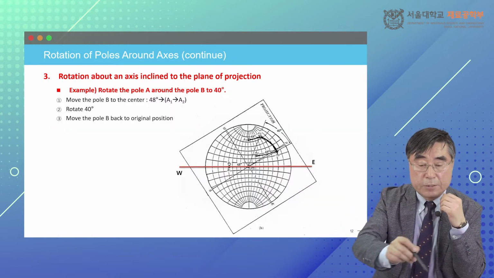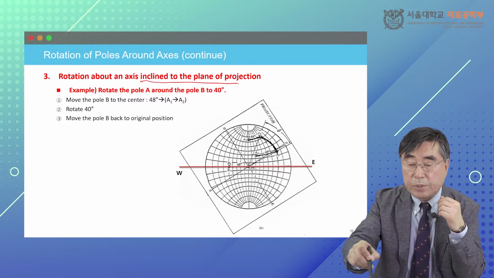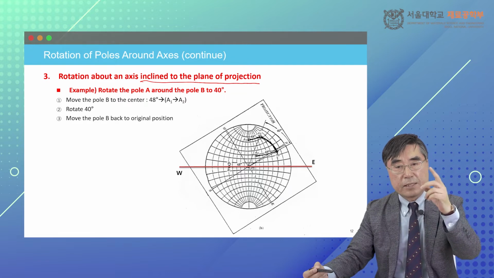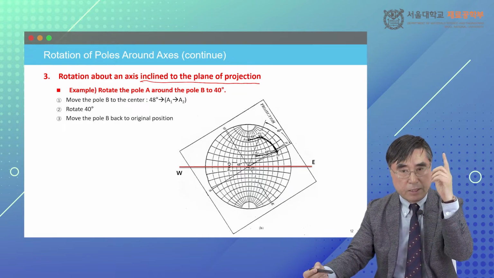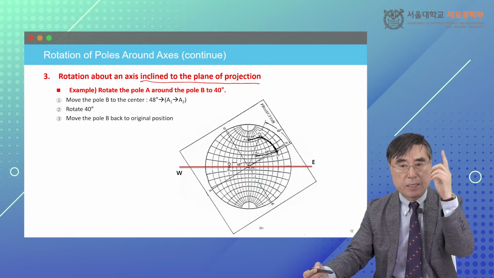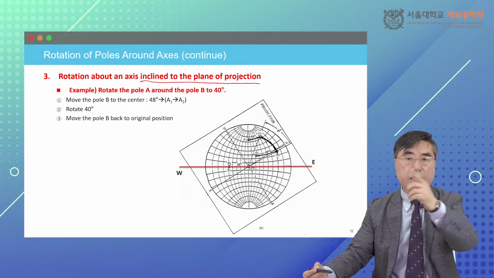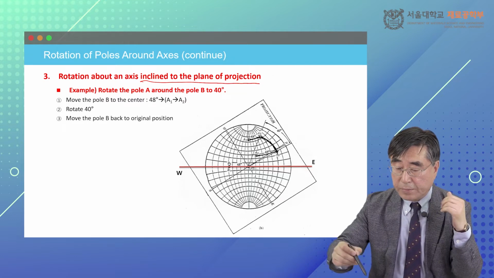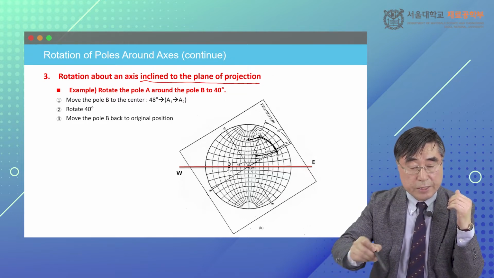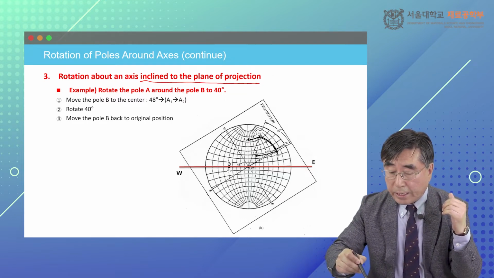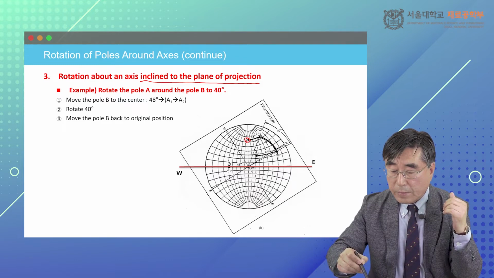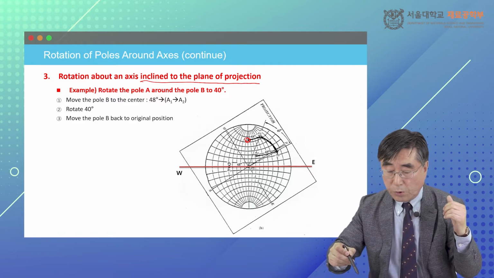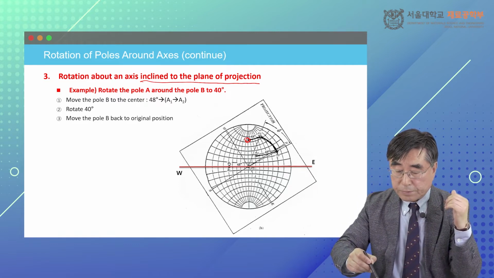Now, rotation about an axis inclined to the plane of projection. Now, your rotation axis does not lie on the vertical, does not lie in the plane, but it has certain angles. For instance, in this diagram, I wanted to rotate this A1 pole to this, which pole here? Oh, the B1 pole.